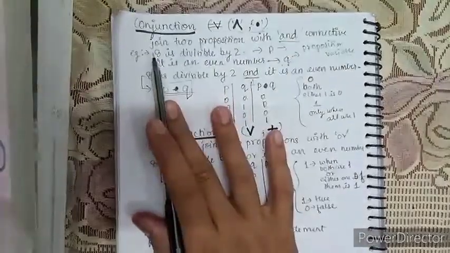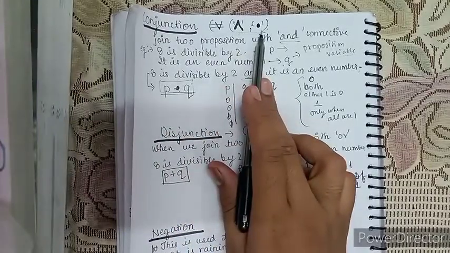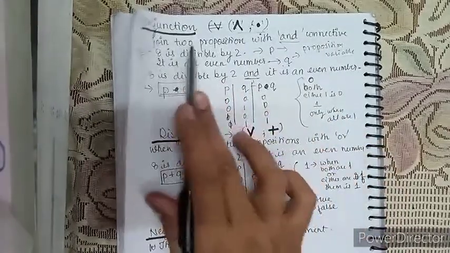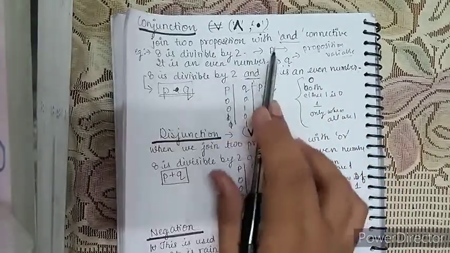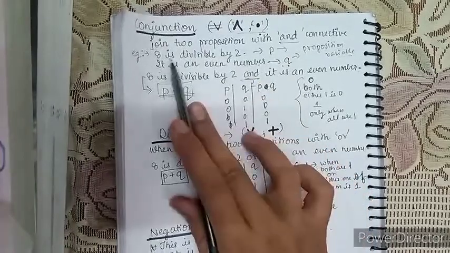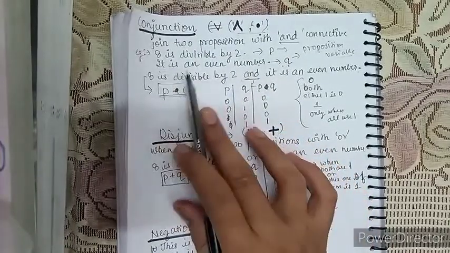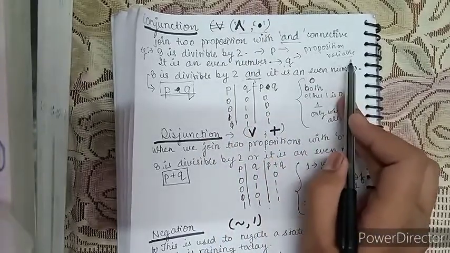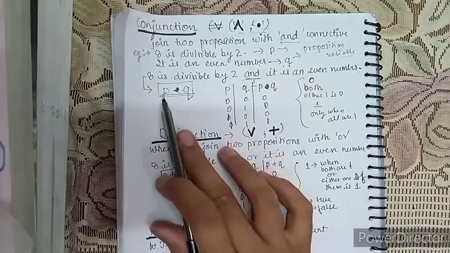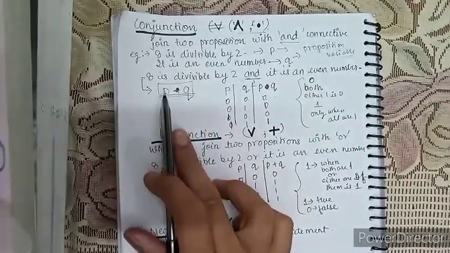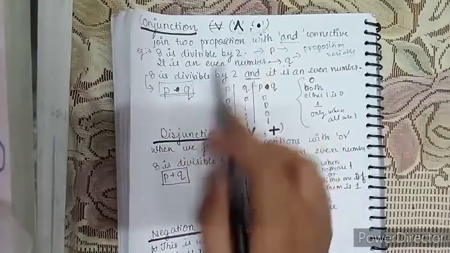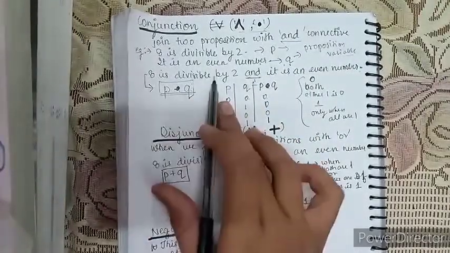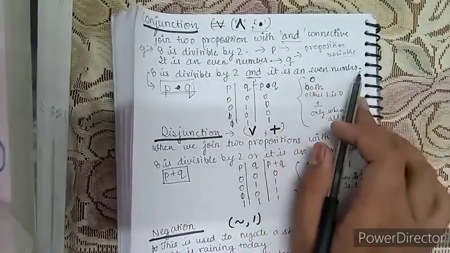Now coming to conjunction. In conjunction we use this AND symbol. When we join two propositions with the AND connective, then it is known as conjunction. For example, let us take two propositions P and Q. P: 8 is divisible by 2, and Q: it is an even number. So here P and Q act as proposition variables. Now we use the conjunction symbol, dot, so P dot Q can be written as 8 is divisible by 2 and it is an even number.